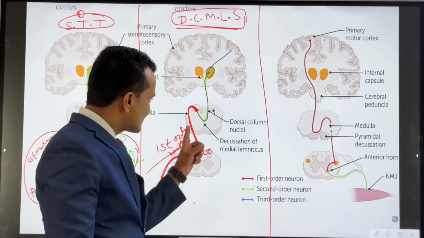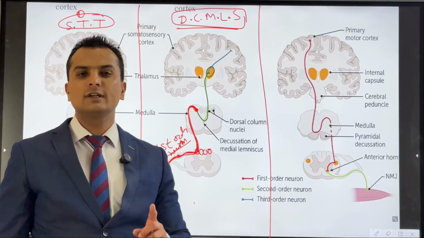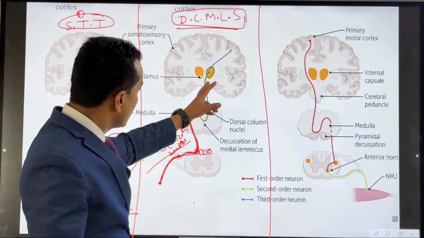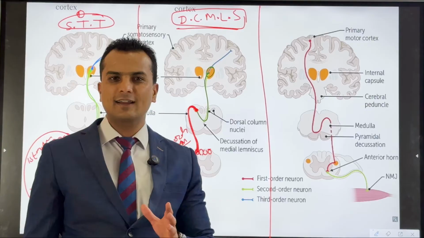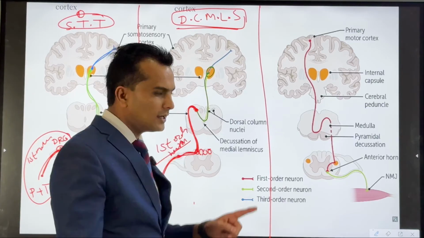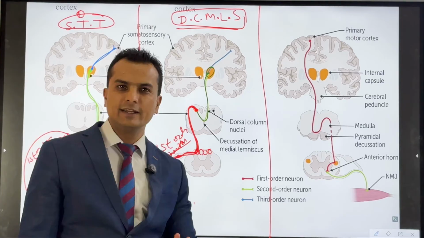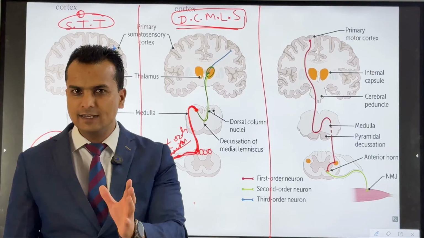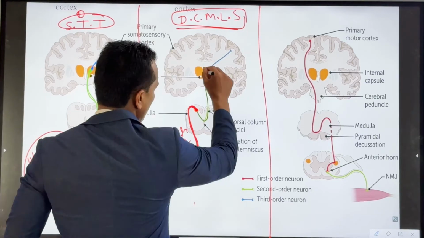It means that the second order neuron of this dorsal column medial lemniscus system is crossing and then entering into your brainstem. So where is the second order neuron? From the medulla to the thalamus. So the first order neuron runs from the sensory nerve ending up to the medulla, to the cuneatus and gracilis, and then after this synapse it is going to cross to the opposite side.